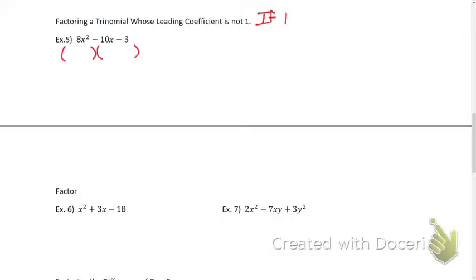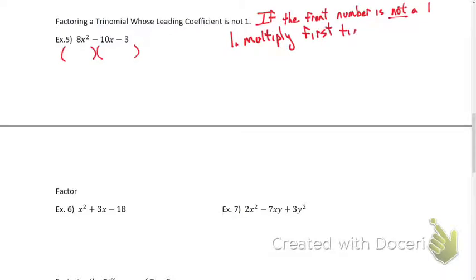So if the front number is not a 1, and in this case that front number is 8, multiply first times last. So I'm going to go 8 times negative 3, and I get negative 24.